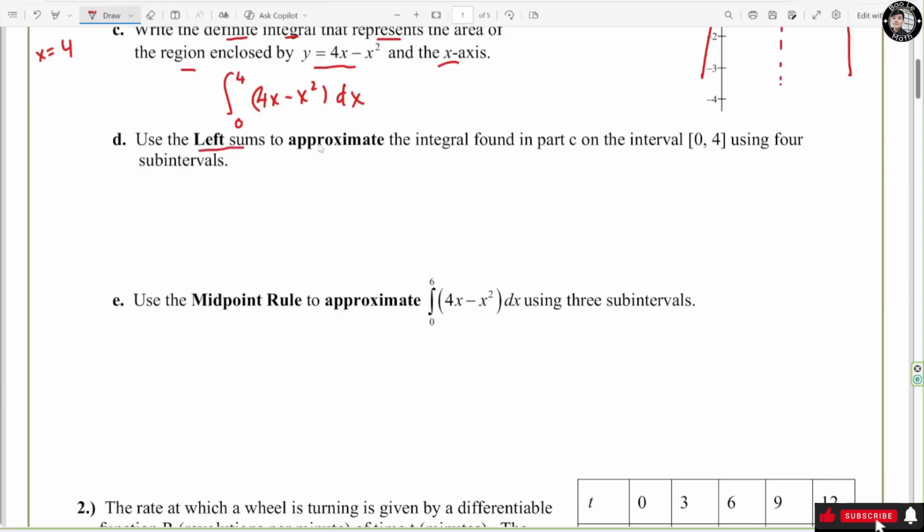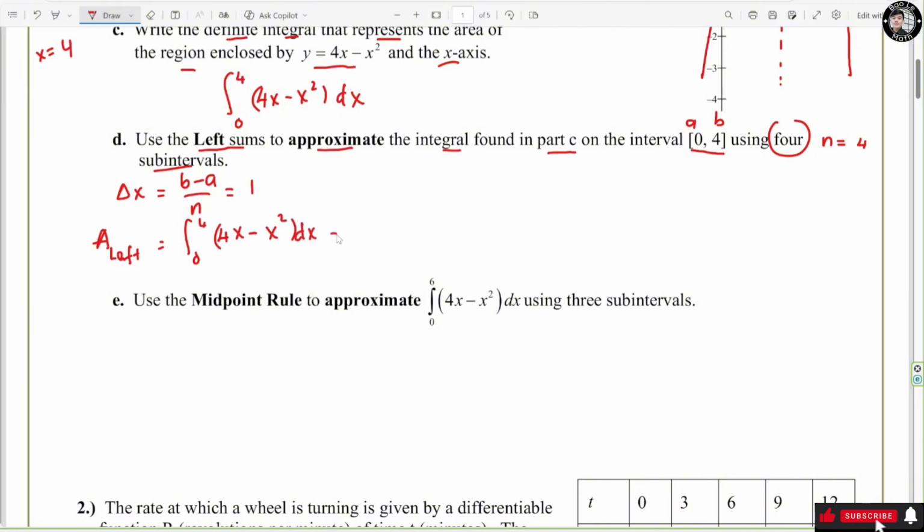Now question D. Use the left sum to approximate the integral found in part C on the interval 0 to 4 using 4 subintervals. So we need to find the width. The width is going to be delta x equals b minus a over n. This one is a, this one is b, and n equals 4. So it's going to be 1. The approximation using the left Riemann sum is for the integral from 0 to 4 of 4x minus x squared dx.